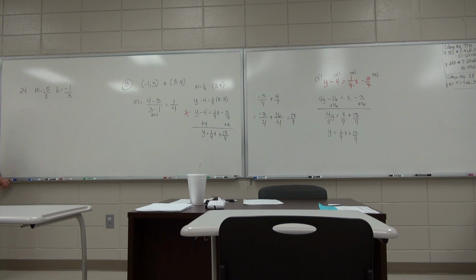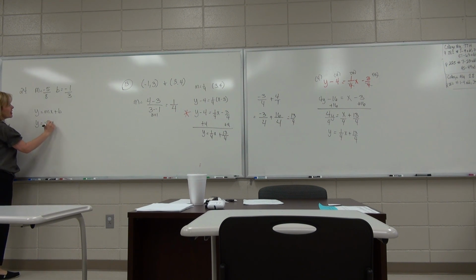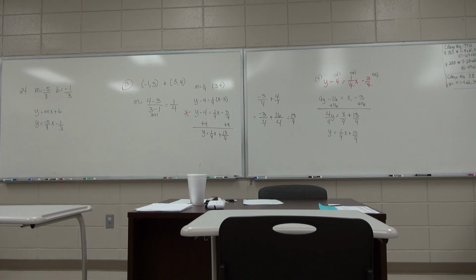You're given the slope and the y-intercept. How can I write the equation of a line? Who can tell me what is the slope-intercept formula? What's the formula for slope-intercept? Y equals mx plus b. Am I given the m and the b? Okay, so y is equal to -5/8x minus 1/3. You're given your slope and your y-intercept, so you just plug them into your formula. You don't even have to do any work. Okay? You're pretty good there.